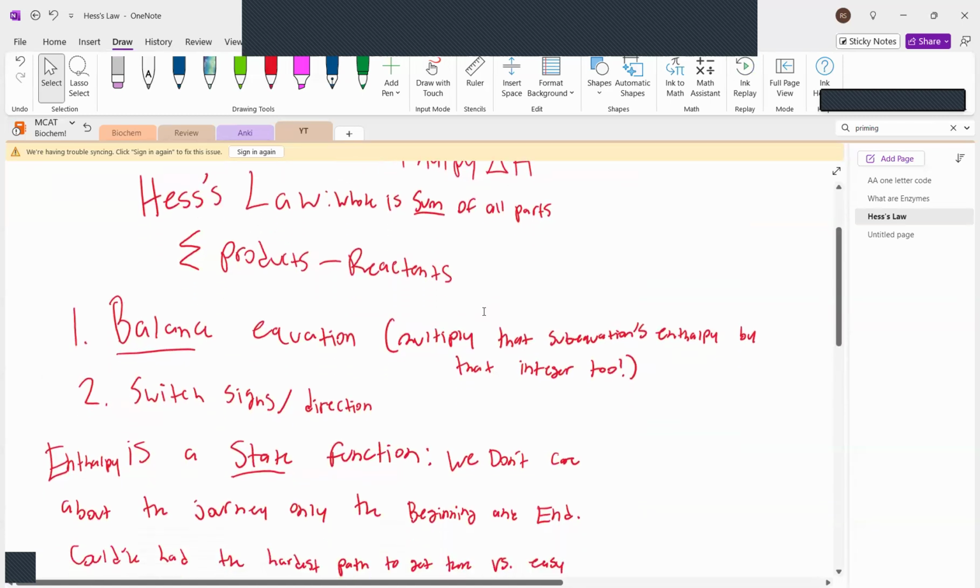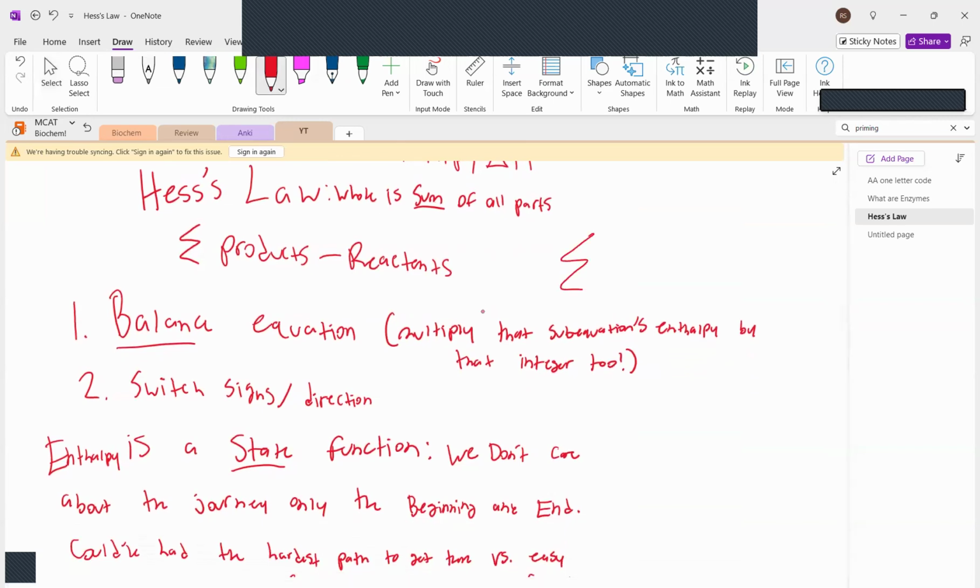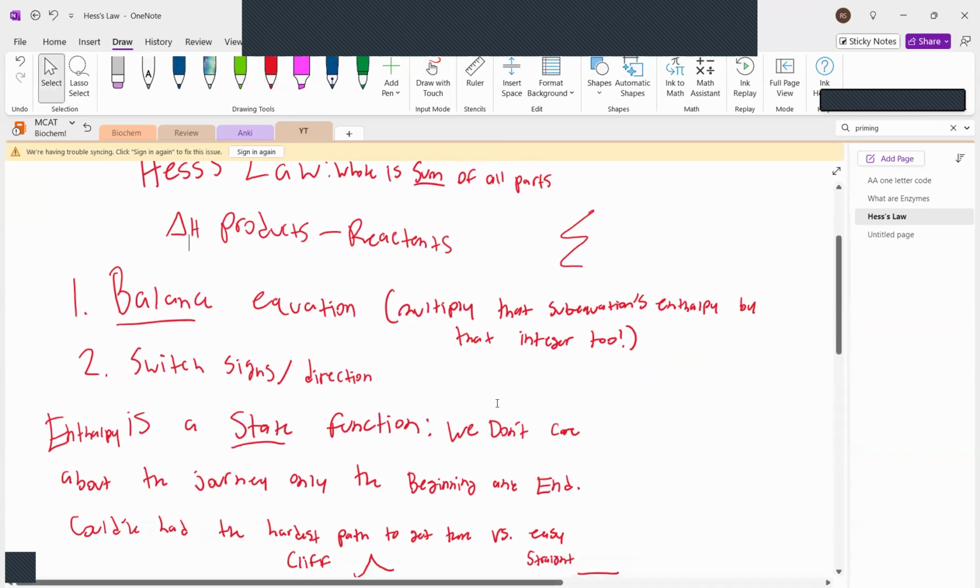Sometimes it's products minus reactants, but a lot of times it's just a sum of it. Well, delta H is, this is not a sum. This should be delta H is products minus reactants. Just always remember that delta is always products minus reactants.